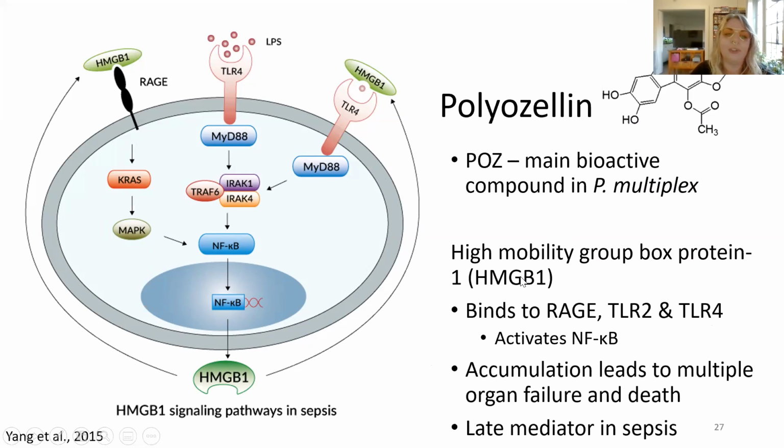And so they thought that HMGB1 would be a good target because it can bind to RAGE as well as TLR2 and TLR4 and activate NF-kappa B through that. And they also knew that accumulation of HMGB1 during sepsis has been found to lead to multiple organ collapse and mortality. And in addition, it is a late mediator in sepsis, which makes it a more realistic target for treatment, since you kind of have to know when you're going to get sepsis for the other treatments we've talked about to be fully effective, which you can't really predict.